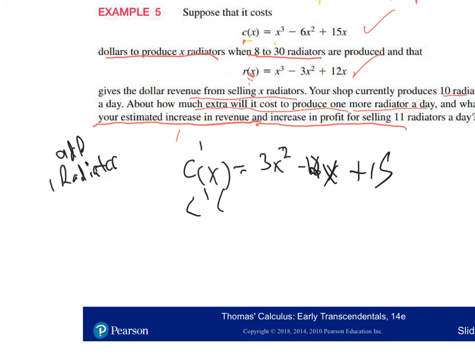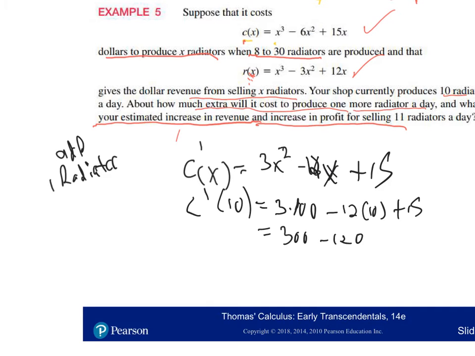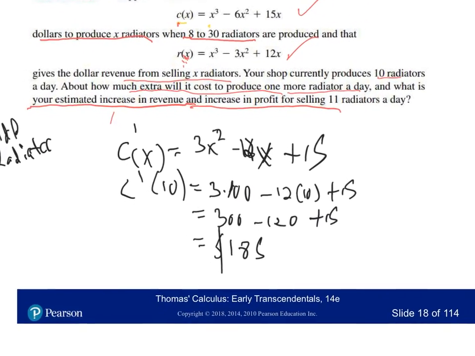C prime at 10, which is my amount that I normally make, would be 3 times 100 minus 12 times 10 plus 15. That's 300 minus 120 plus 15. 300 minus 120 is 180 plus, $185. Okay, so there is my marginal cost by producing 11 instead of the 10.